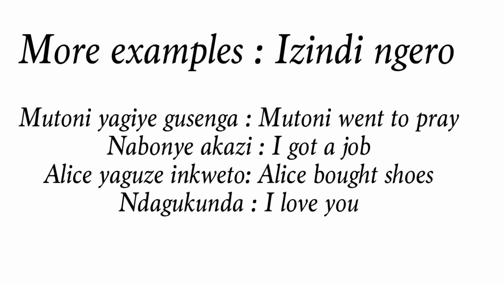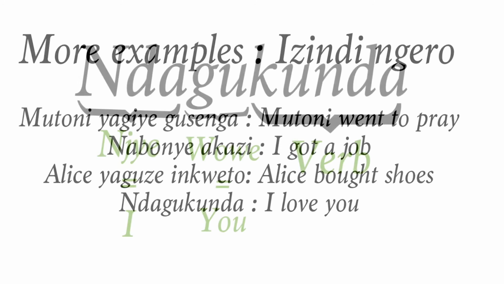Akazi is the object. And the third one is Alice bought shoes, which is Alice yaguze inkweto in Kinyarwanda. Alice is the subject, yaguze is the verb, inkweto is the object. And the last one is I love you, which is ndagukunda in Kinyarwanda.